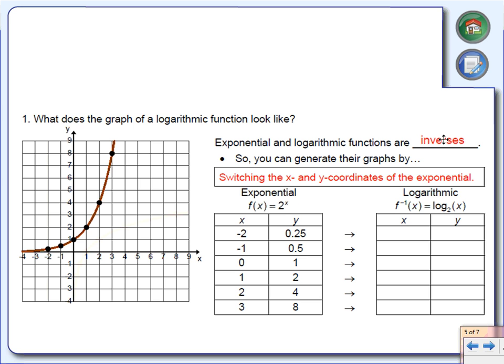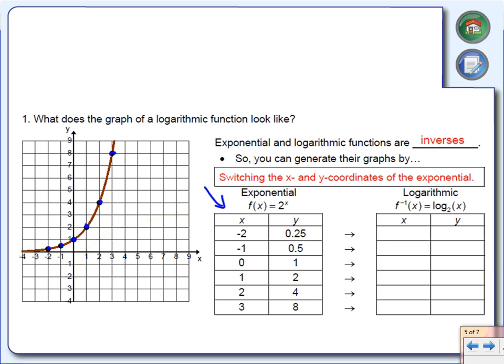So notice they got us started over here. They gave us the graph of the exponential. They took a couple of points, these points right here, and they put them in the form of a table. That's this table right over here. What we're going to do is find the inverse of that table. In other words, we're going to switch the x and the y values so that we can graph the logarithmic function. So let's start by switching all the x's and the y's.